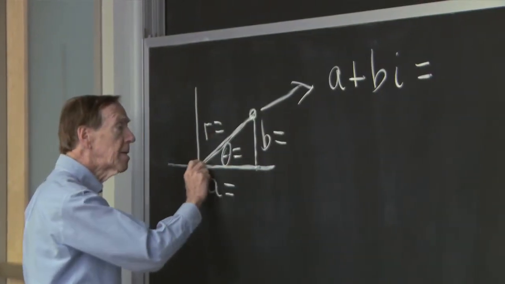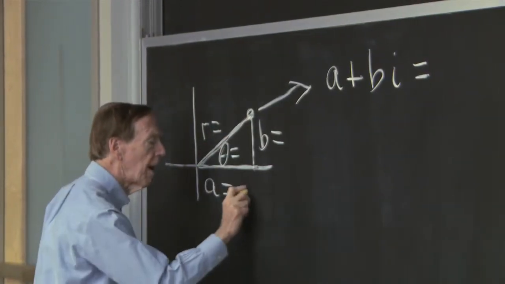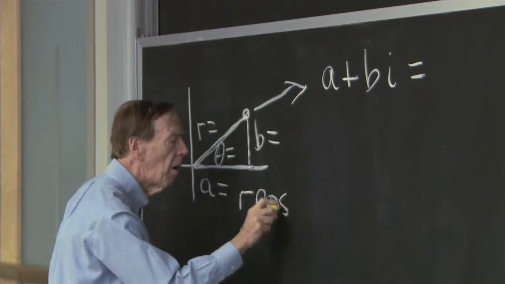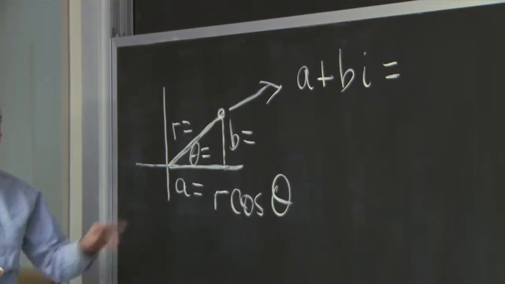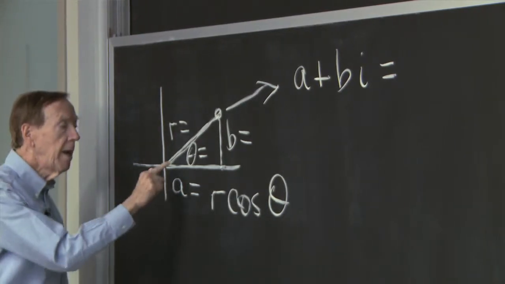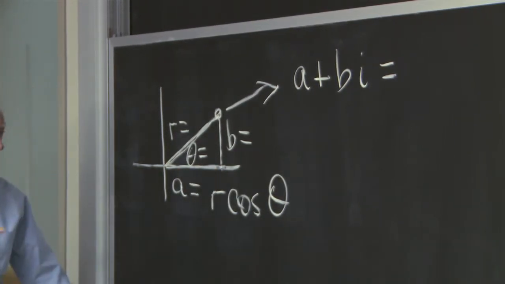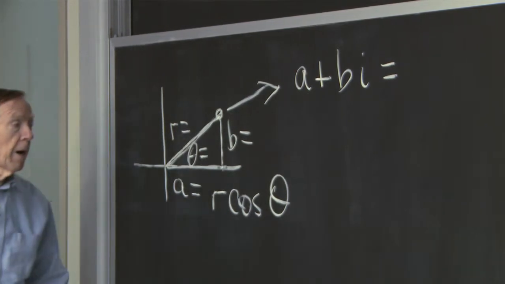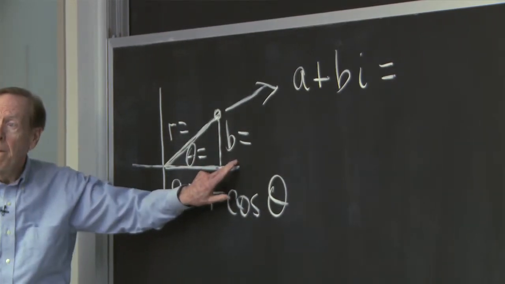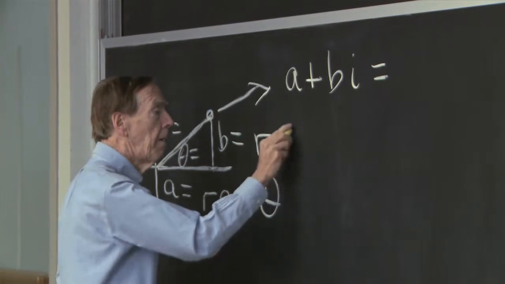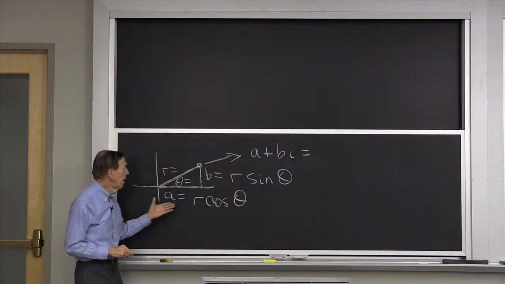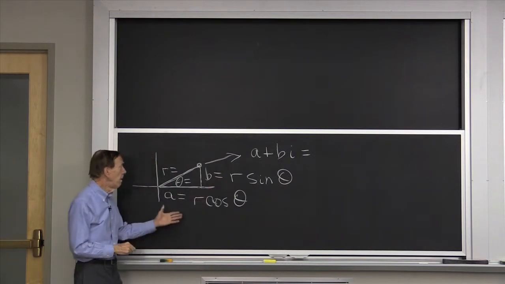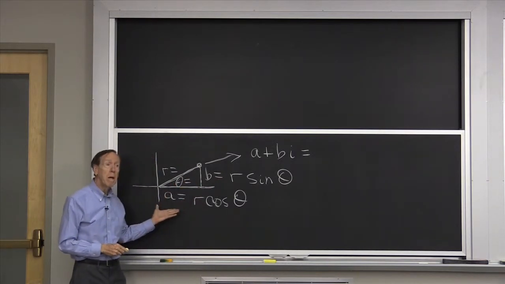A is the hypotenuse times the cosine, right? That's the definition of the cosine of that angle: the A, the near side, divided by the hypotenuse. And B is r sine theta. So when I know r and theta, this tells me a and b.